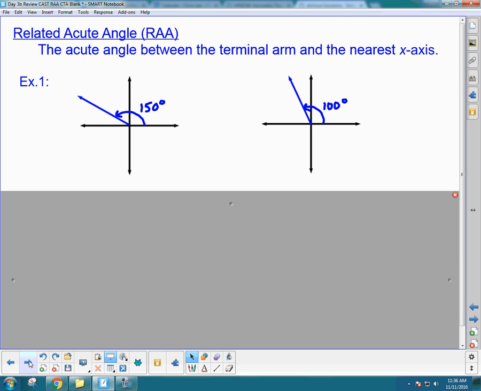So if I look at this example here, you see that I have one going from 0, rotating counterclockwise to 150 degrees to our terminal arm. And I try and find the related acute angle, which is the angle between the terminal arm right here and the nearest x-axis, which is this guy. So that is my related acute angle. And it obviously comes from 180 minus 150 is 30. So this is the related acute angle. And in this particular example, that's 30 degrees.